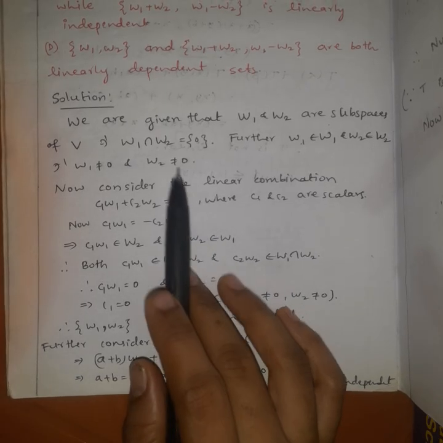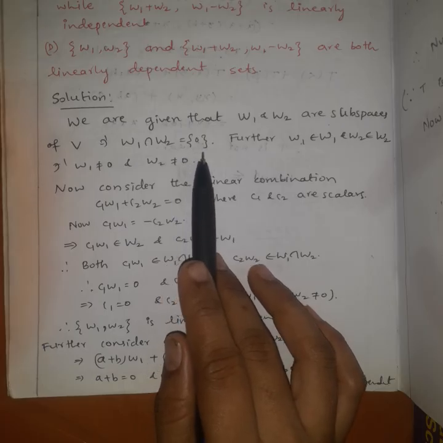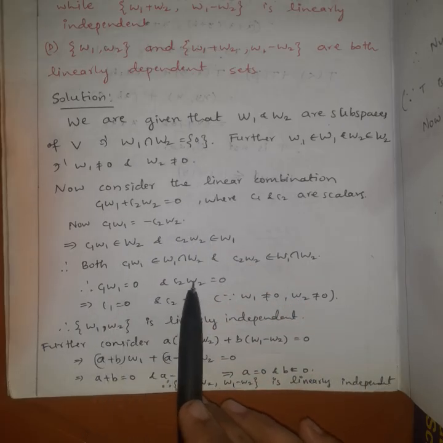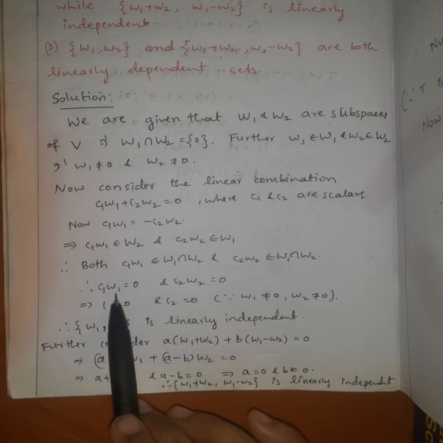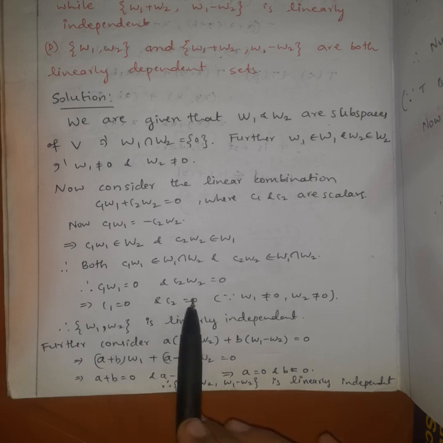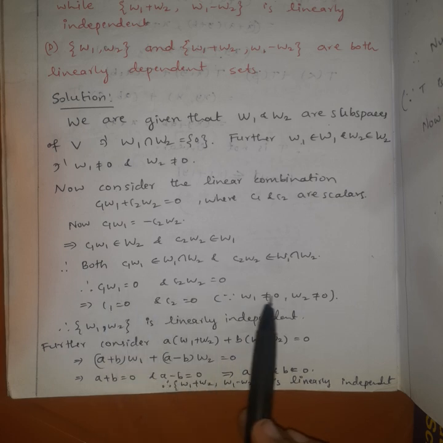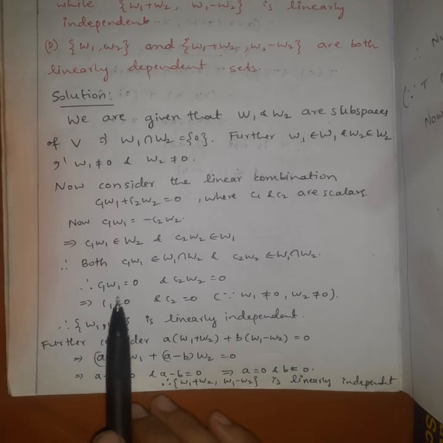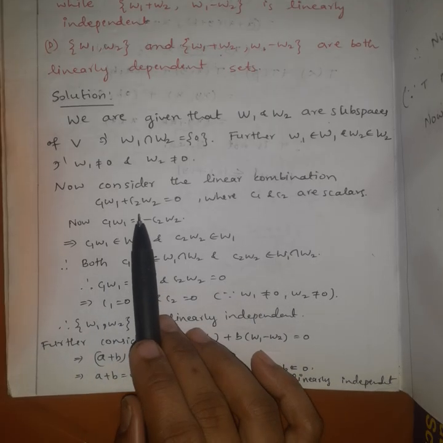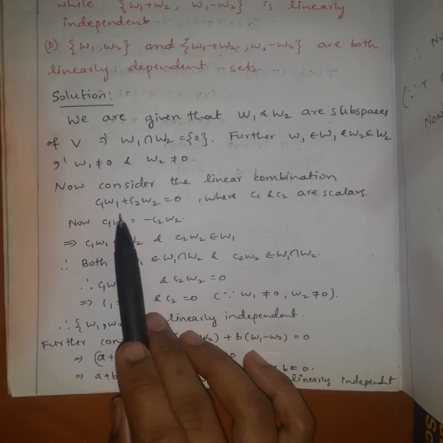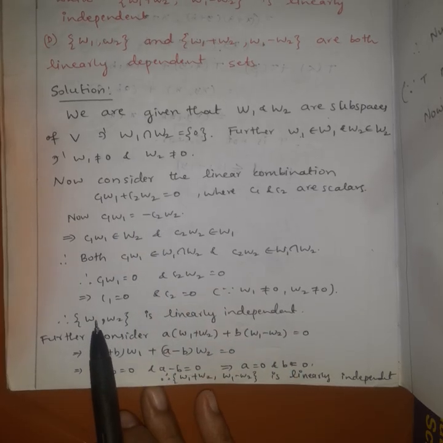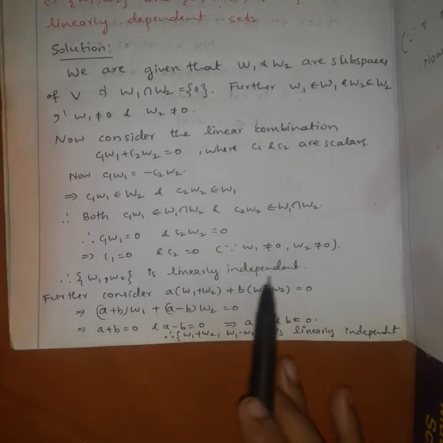But we have W1 intersection W2 is the singleton set 0. Therefore, we must have c1 w1 equal to 0, c2 w2 equal to 0. This gives us c1 equal to 0, c2 equal to 0 because both w1 and w2 are non-zero. Therefore, the trivial relation is the only linear combination between the vectors w1 and w2. Therefore, the set containing w1 and w2 is linearly independent.